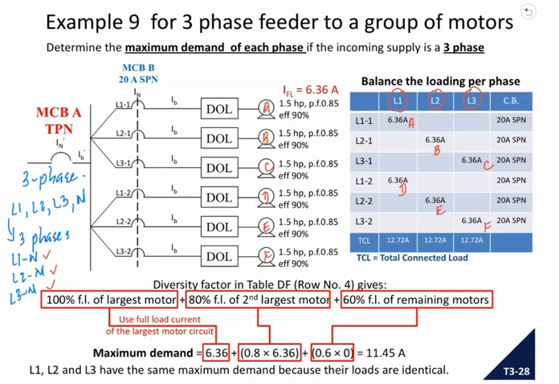So our aim is to make all this as balanced as possible. So in this case, it's good we have an even number of motors, so we are able to have a very balanced system. In fact, all of them are the same.